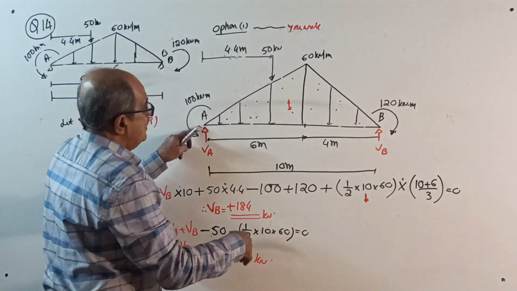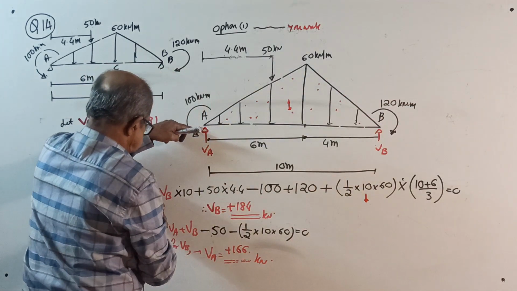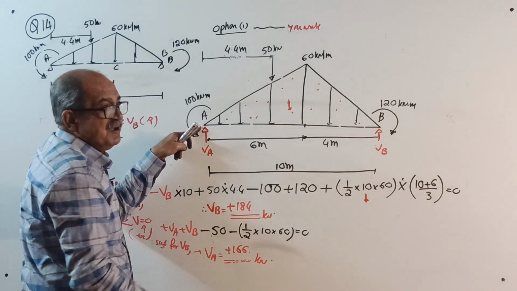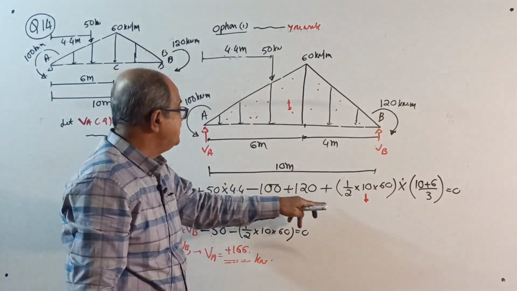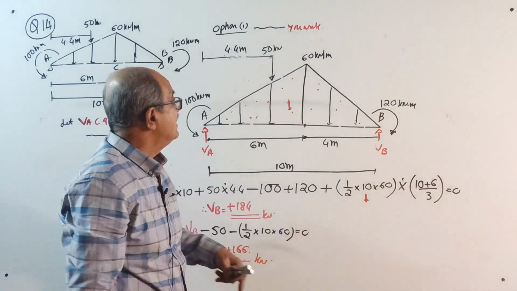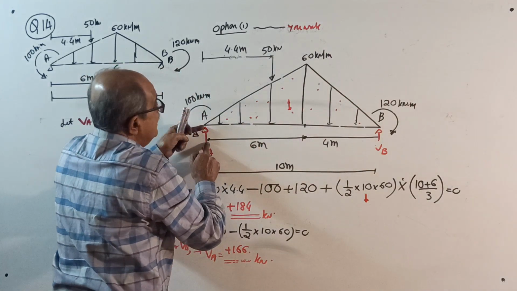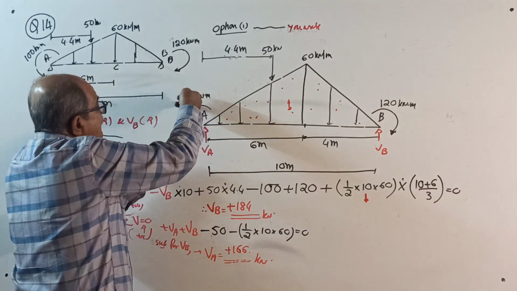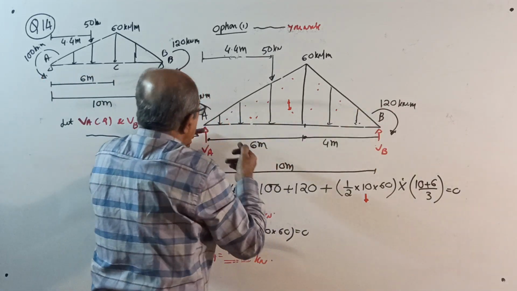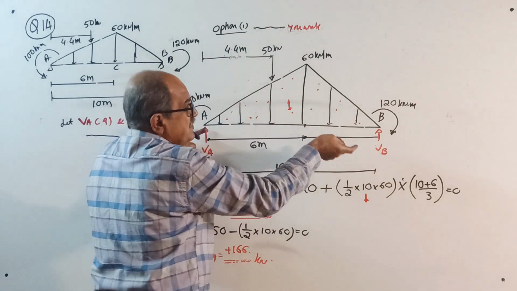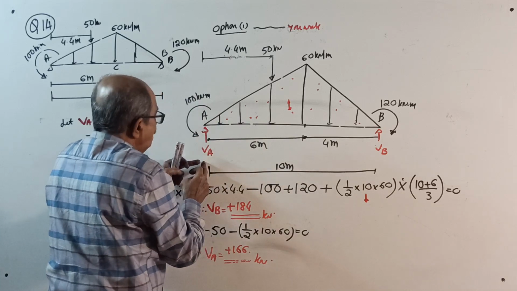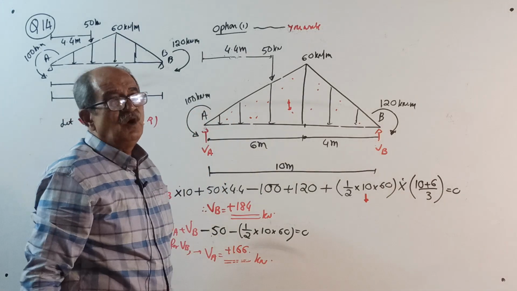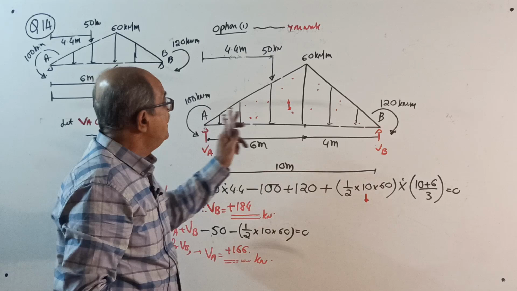Minus VB into 10 plus 50 into 4.4. I am doing the triangle last because when I do option 2, this will not change. I have to change only that one. So minus VB into 10 plus 50 into 4.4, then minus 100 plus 120. You have to see sigma M means what? You have to see both sides. See, for V, when you take moment about A, VA into 0, but 100 is a couple. For a couple, there is no distance. So minus 100 plus 120.